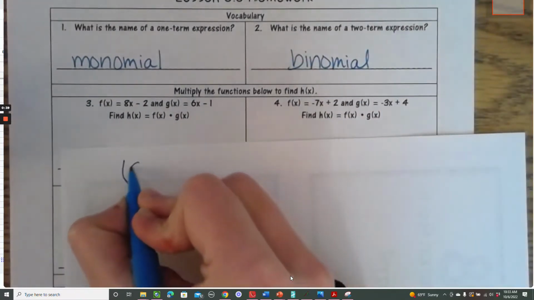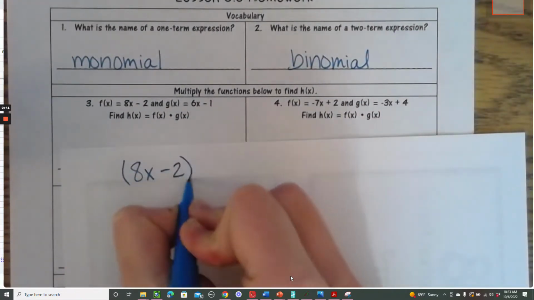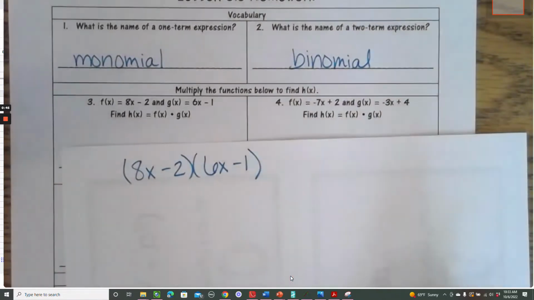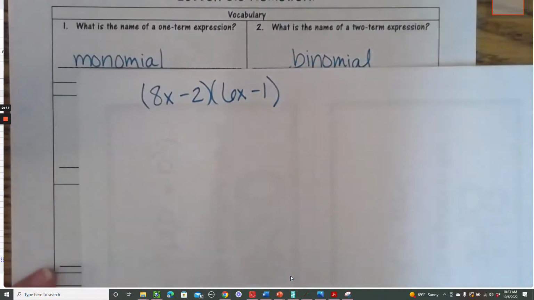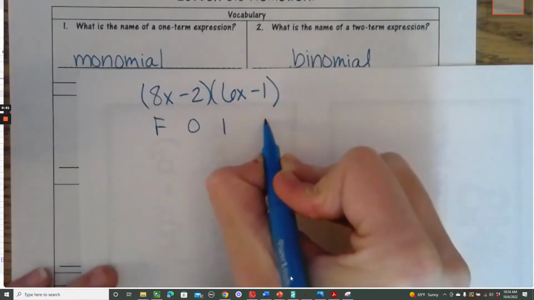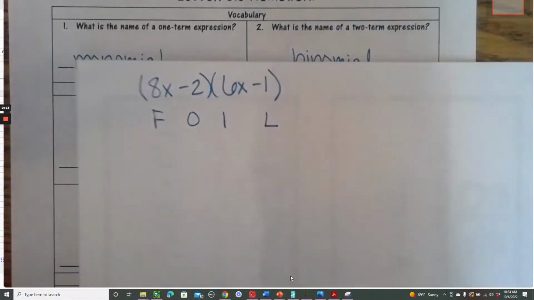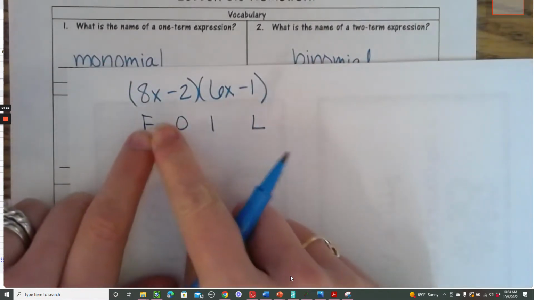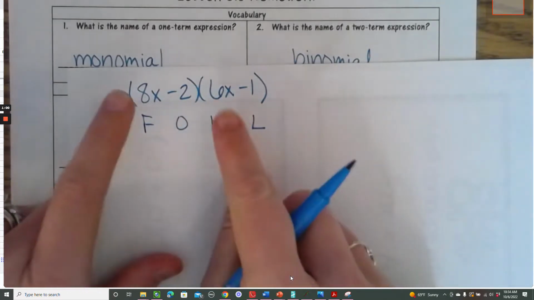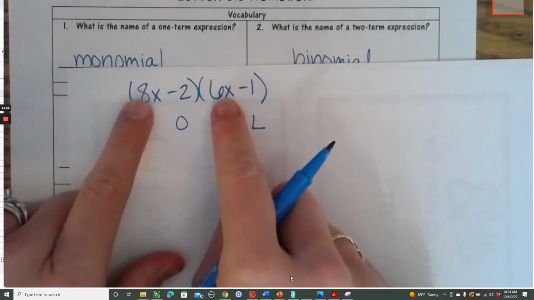All right, multiply the functions. Guys, you're going to want to pay attention. It's different now since it's times. Do y'all remember FOIL? So we do first, outside, inside, last.